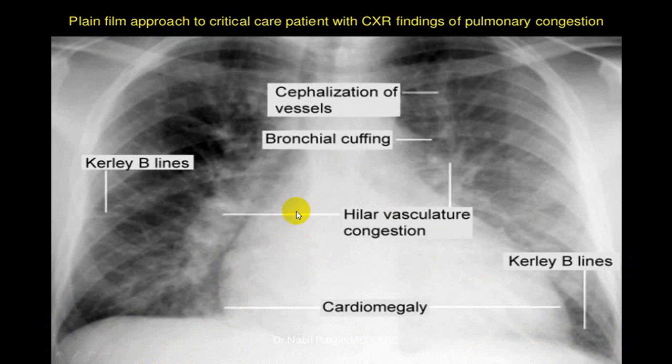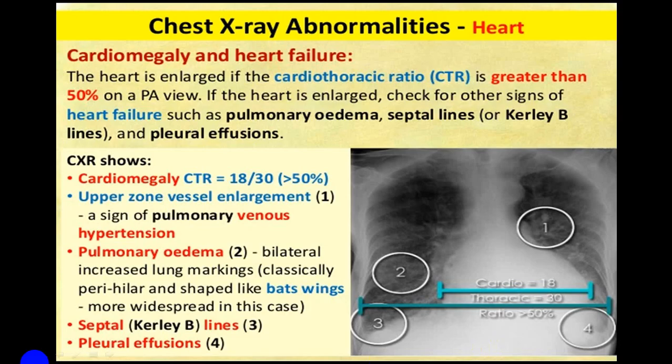So look at the heart size, look at the hilum. If there is congestion in the hilum, Kerley A lines, Kerley B lines, and the costophrenic angles are obliterated or blunted, it is in favor of congestive heart failure. And if the vascular marking and congestion are so prominent that it appears like a bat wing or butterfly appearance, then again it is in favor of severe congestive heart failure. So do look at that particular thing.